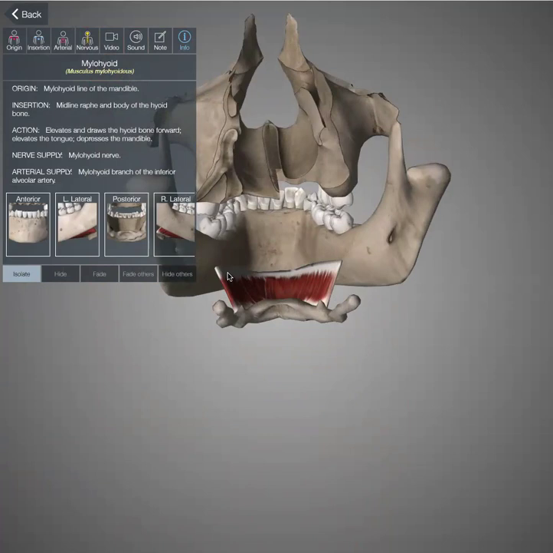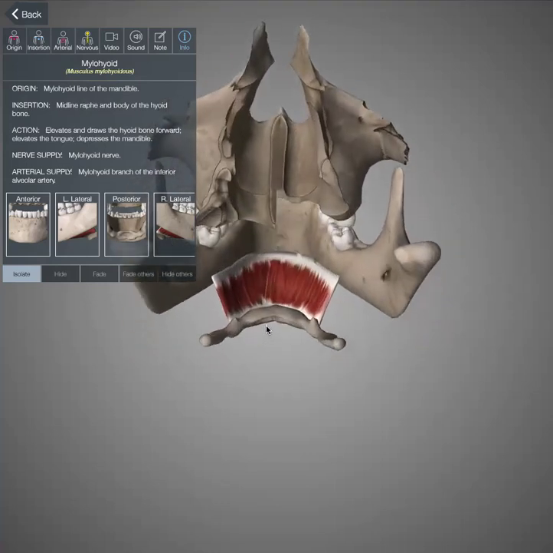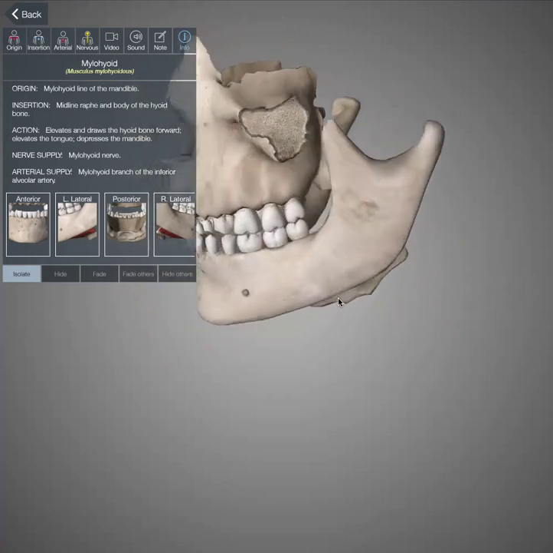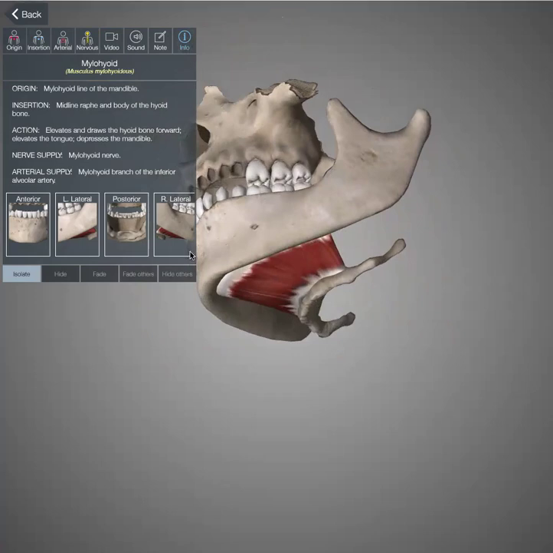Insertion, body of the hyoid, or just say hyoid bone. Action: it elevates the hyoid bone or depresses the mandible, because if it contracts, it pulls those together. Nerve supply, the mylohyoid nerve. The mylohyoid nerve comes from, as we said, the inferior alveolar nerve that comes from the posterior division of the trigeminal nerve.